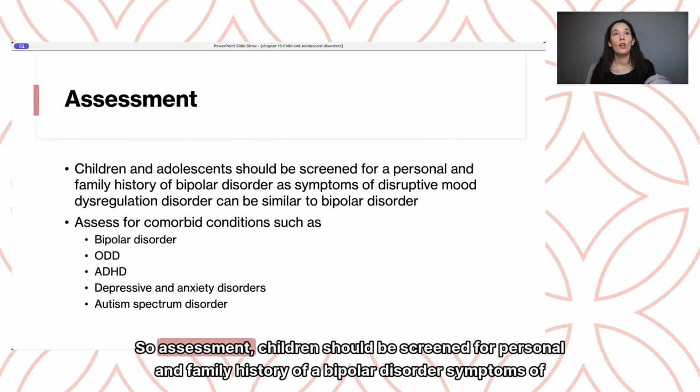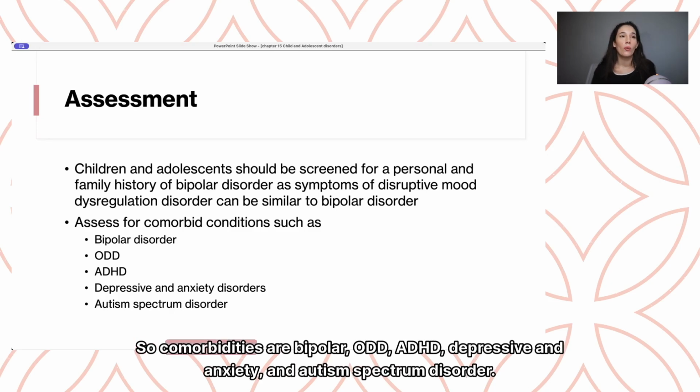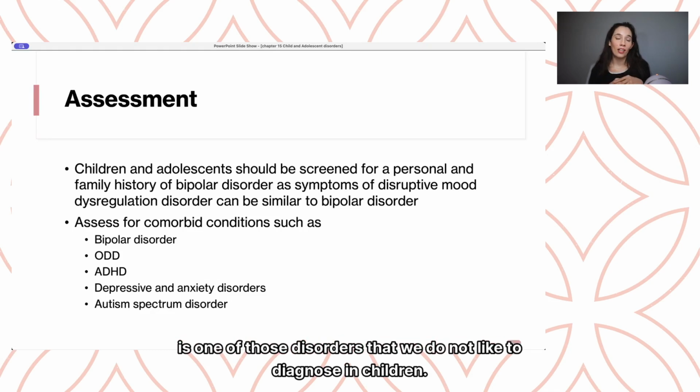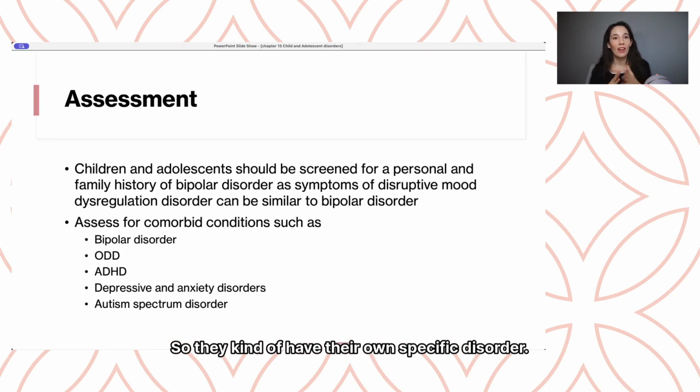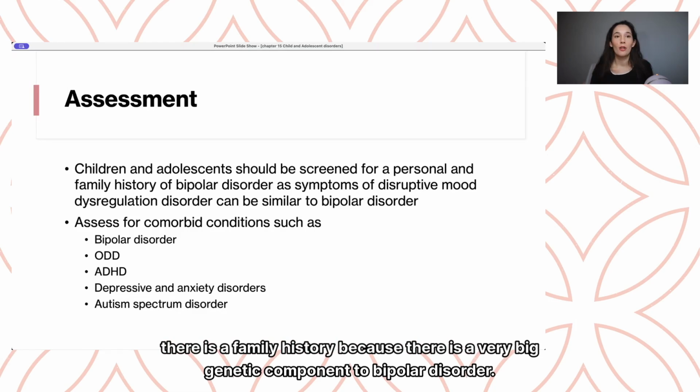So assessment. Children should be screened for personal and family history of bipolar disorder. Symptoms of disruptive mood dysregulation disorder can be similar to bipolar. So comorbidities are bipolar, ODD, ADHD, depressive anxiety, and autism spectrum disorder. So bipolar disorder is one of those disorders that we do not like to diagnose in children. So they kind of have their own specific disorder. So a lot of times DMDD could later turn into a bipolar, and that's why it can be important to know if there is a family history, because there is a very big genetic component to bipolar disorder.